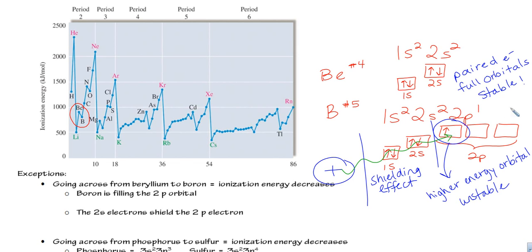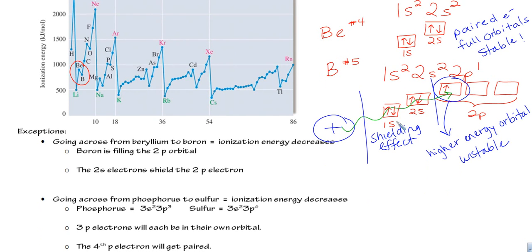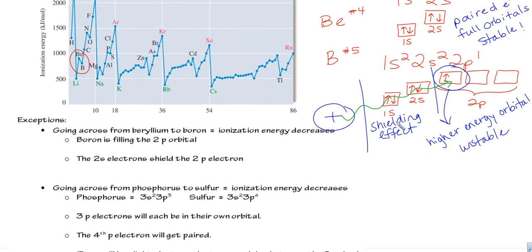Another exception, check this out, going across from something like phosphorus to sulfur. Phosphorus to sulfur. Well, as I go across the periodic table, again, sulfur is element 16 versus phosphorus number 15. Sulfur should have an extra proton, an extra electron, greater attraction. It should take more energy to remove an electron from sulfur. And it doesn't. Same thing kind of happens up here with like nitrogen and oxygen. So I got to try to figure out why.